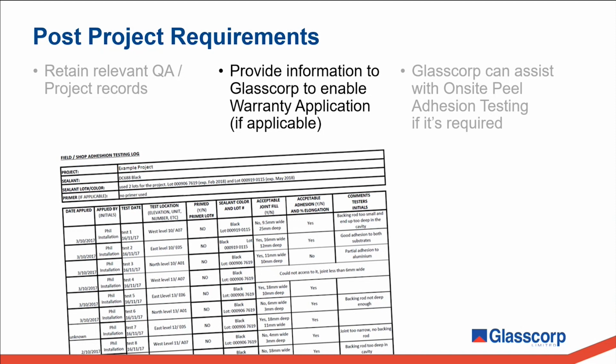Secondly, if a warranty is being applied for in a particular project, once the project concludes, that would be the appropriate time to provide all the relevant details to Glasscorp to enable us to apply for the warranty. We haven't gone into the details of different warranty types and what's required to achieve them, but again, this is something that's available and something we can offer further advice and support on if required.